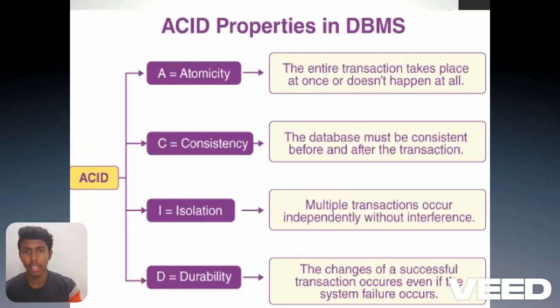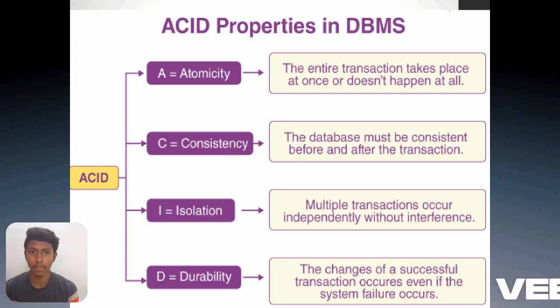So the next thing is ACID properties. This is the most important concept in DBMS. The ACID word, each letter in the ACID word has its own meaning. The first A stands for atomicity, C stands for consistency, I stands for isolation, whereas D stands for durability.